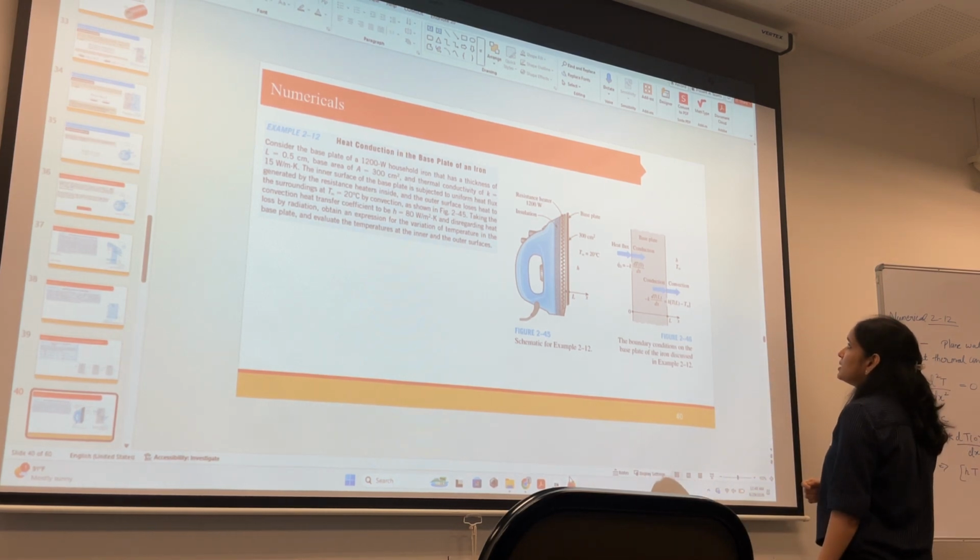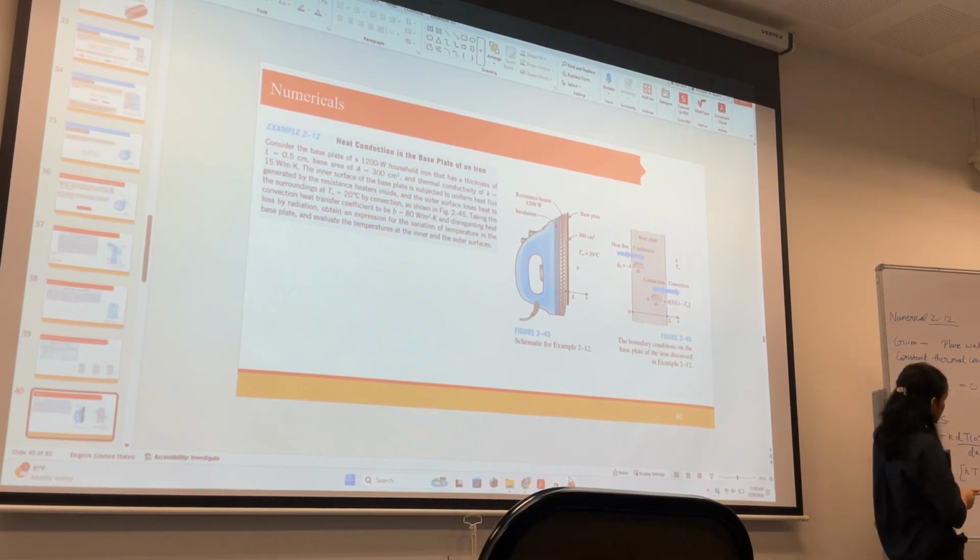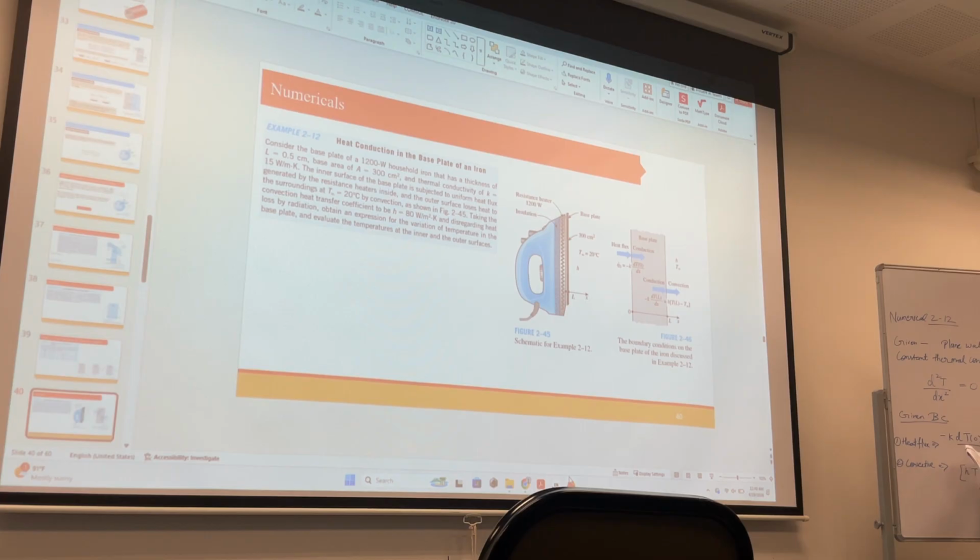Second is the heat losses to the surrounding by convection. This you can find out, right? Q is given, area is given. So you can find out this.